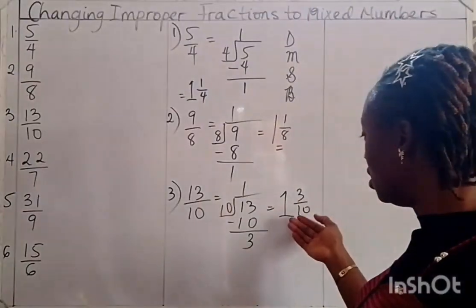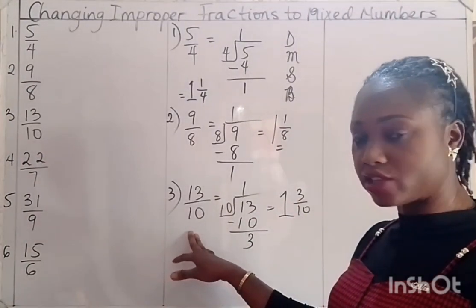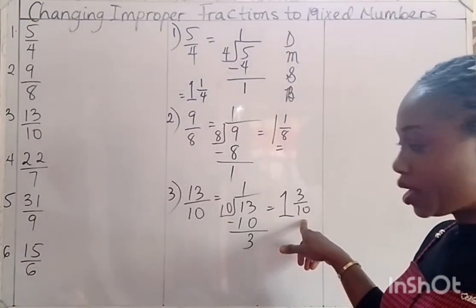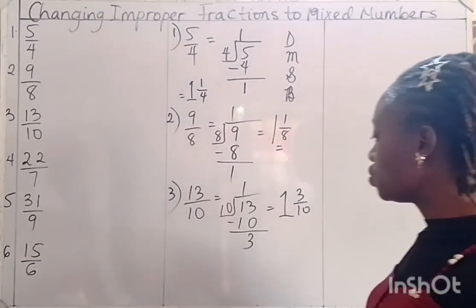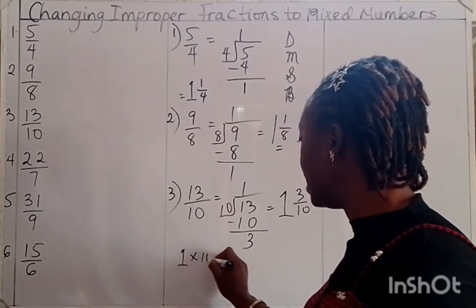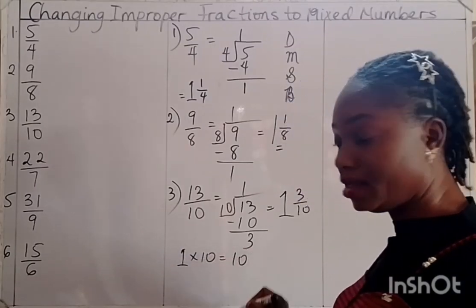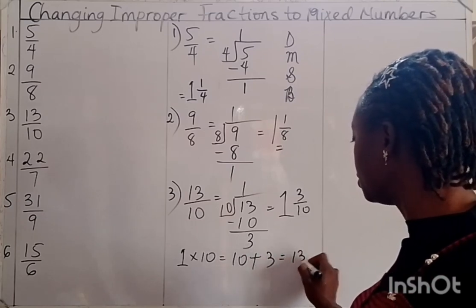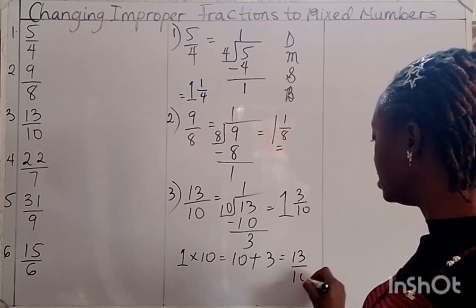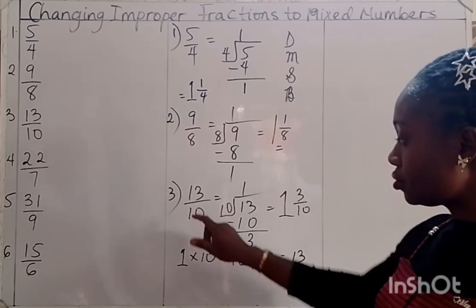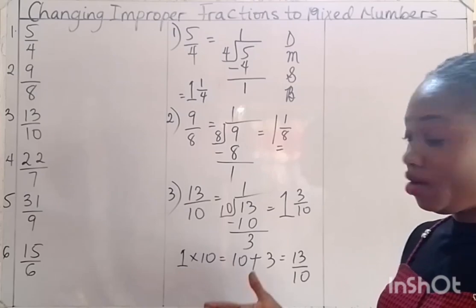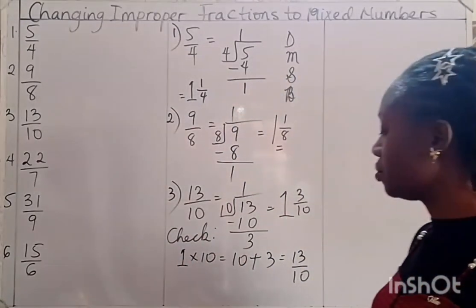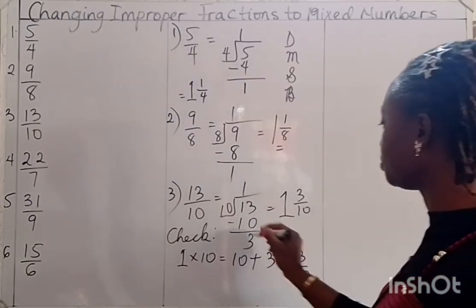And how do we check if what we did is correct? To convert back from the mixed fraction to the improper fraction, we simply multiply the whole number by the denominator, and then we add the numerator to it. So this is 1 times 10, which is 10, right? Then plus the numerator, which is 3, giving 13. So this is 13/10. We still maintain our denominator to give us an improper fraction. So this is how we would check if what we did is correct.